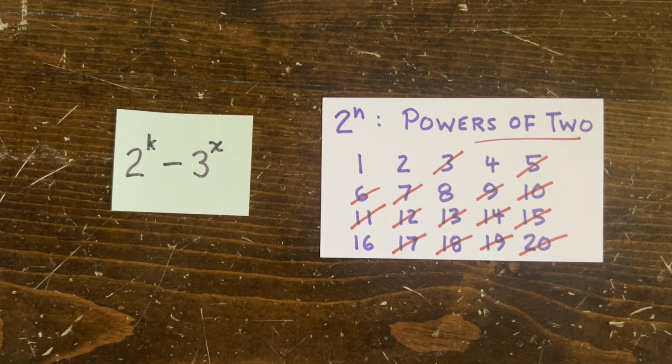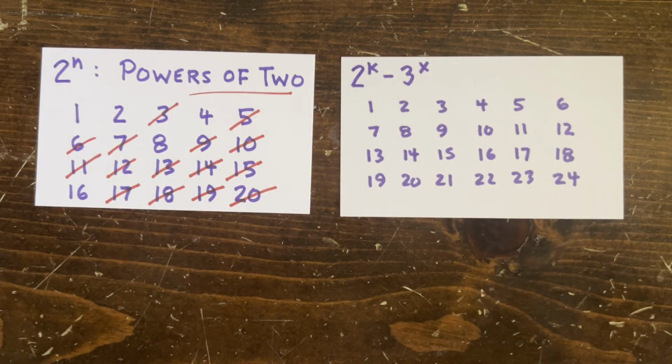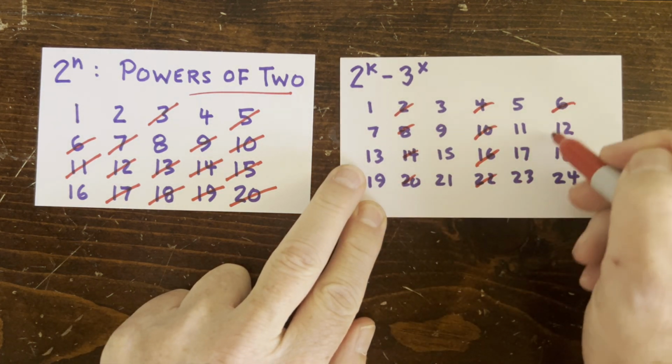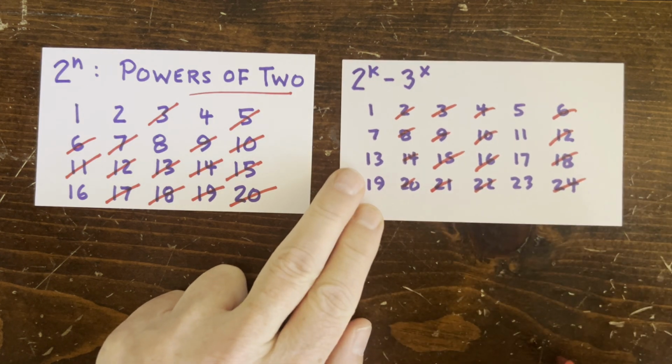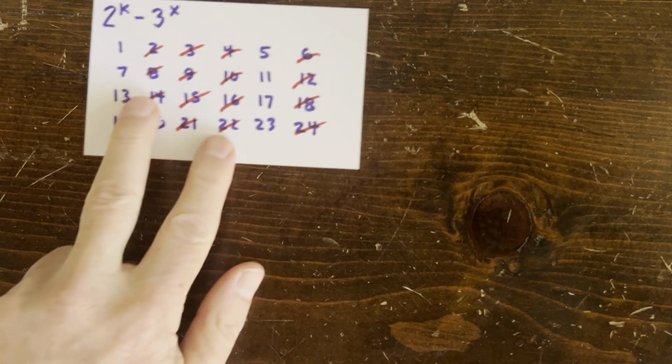Now, the fact that we crossed off so many numbers is another way to understand why so few numbers can be represented as 2 to the n. Now, how about our 2 to the k minus 3 to the x? What numbers can't be represented like this? Well, even numbers, cross them off. 3 evens, let's cross them off too. Okay, we've crossed off like 2/3 of all numbers.